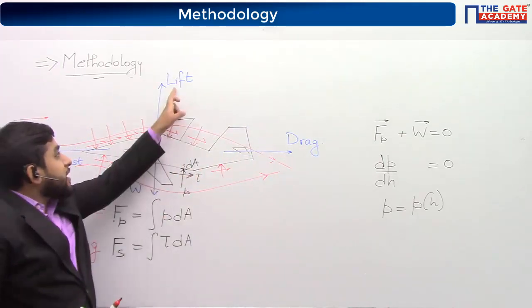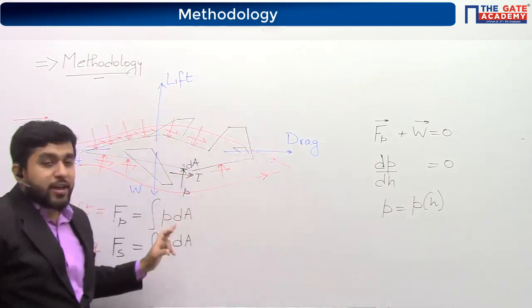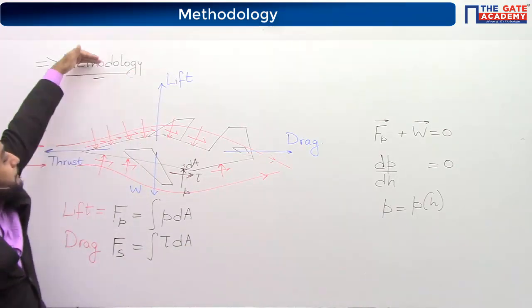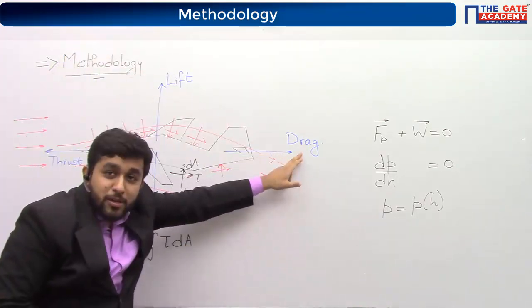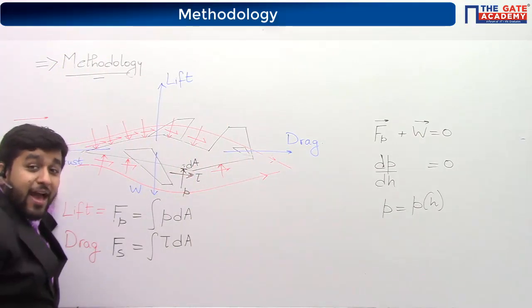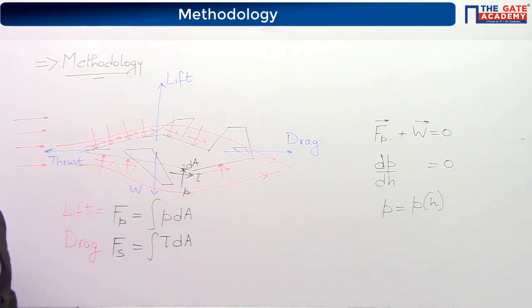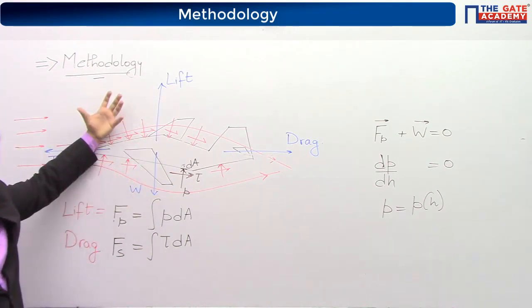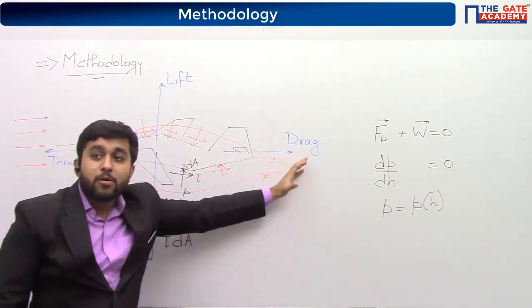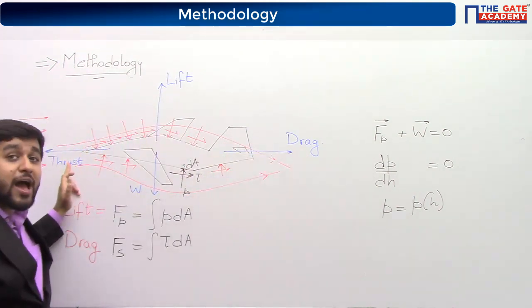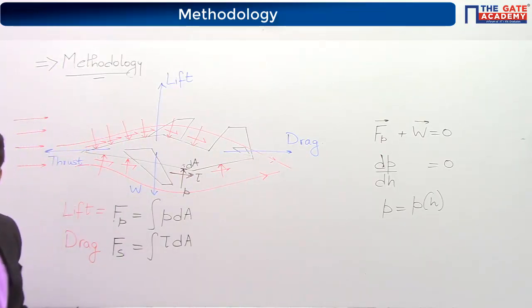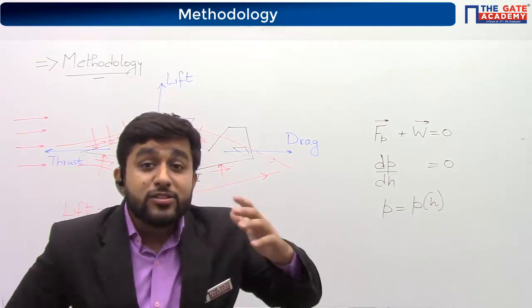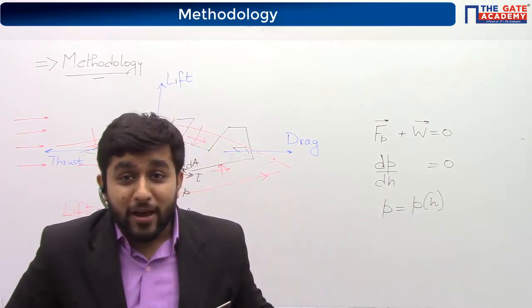Okay, who is applying lift? Air. Who is applying drag? Air. Now if the lift is greater than weight, the aeroplane will move up in the sky and this drag should be minimum so that the speed is high and fuel consumption is minimum. If the lift is greater than weight, the aeroplane will move up in the sky, and if the drag force is minimum, the speed will be high, acceleration will be high, and fuel consumption will be minimum. So what is our purpose? We want to design the aeroplane in such a way that lift is greater than the weight, drag is minimum.